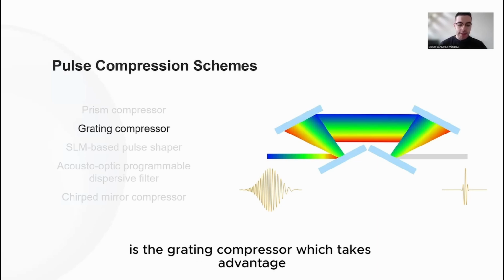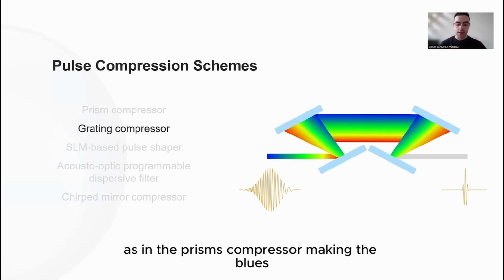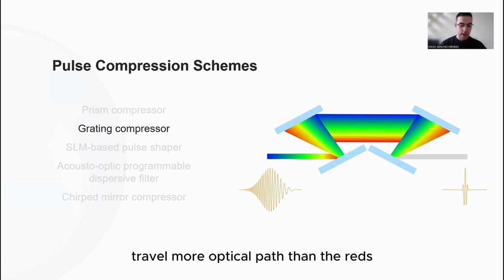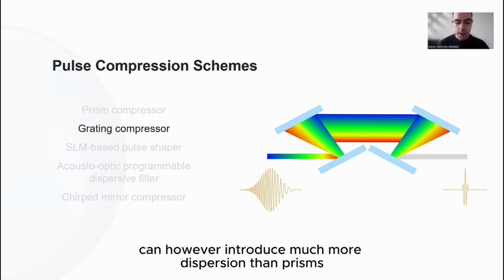The second scheme is the grating compressor, which takes advantage of the different diffraction angles for the different frequencies that form the pulse spectrum. The principle is the same as in the prism compressor, making the blues travel more optical path than the reds, and then recombine the pulse spatially. Gratings can, however, introduce much more dispersion than prisms.